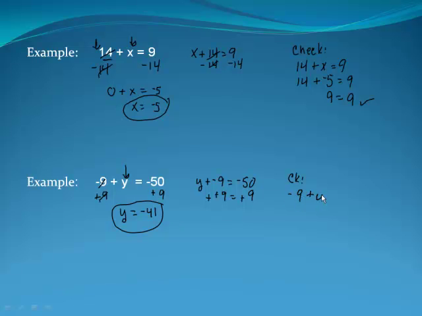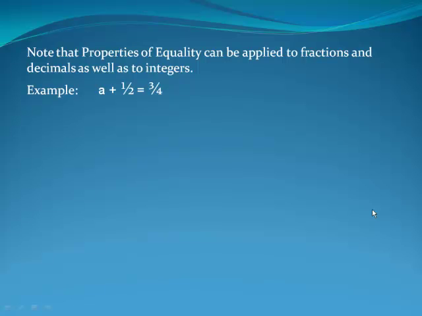Check your answer over here. The original problem was -9 plus y equals -50. We're going to put in -41 for y, so -9 plus -41 equals -50. Do the math on the left-hand side. -9 and -41 is -50. And those two sides are equivalent. Checks out. Looks good.